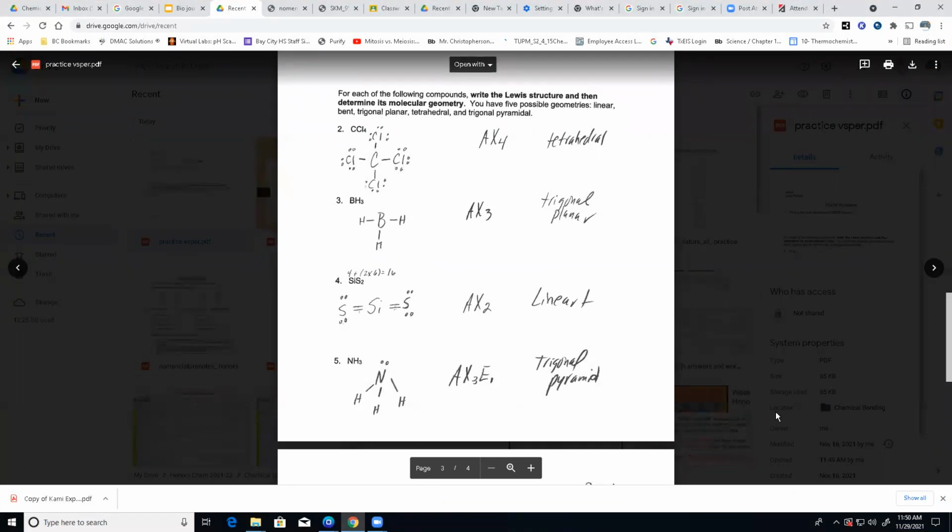So to be able to do VESPER, you're going to have to be able to draw the Lewis dot structure first, because that's the only way you can get to it.